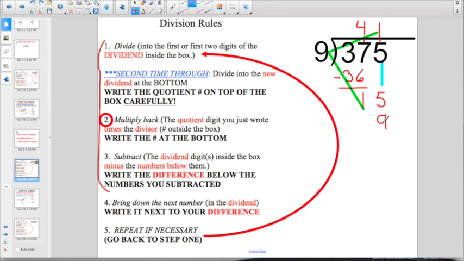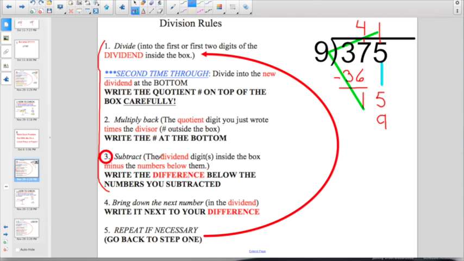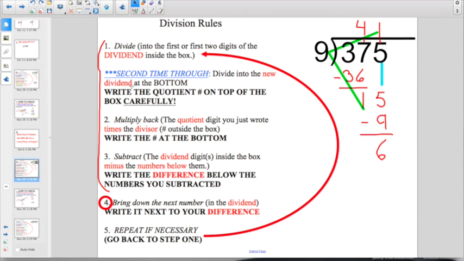Are you keeping caught up on your paper? If not, hit pause. Don't worry about it, but be writing these down with me, and let's get ready for step 3. Step 3 is saying subtract the dividend digits inside the box, 15, minus the numbers below them, that 9 when we multiplied back. What would be 15 minus 9? Hey, that is 6. Remember, if you divide, you must multiply back and you must subtract. But let's check out step 4.